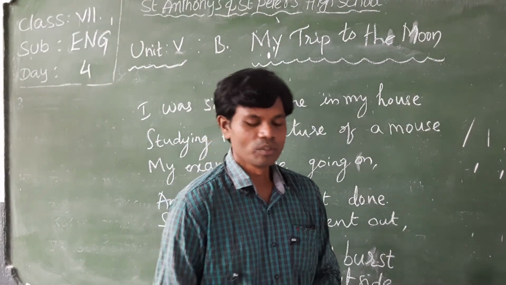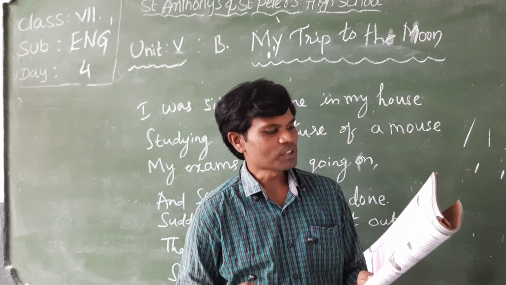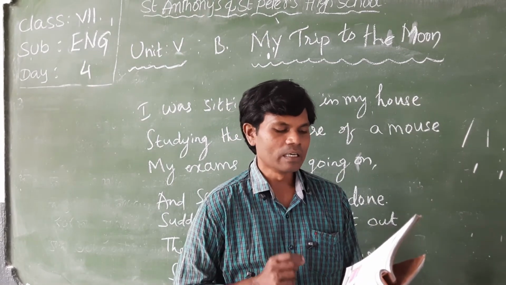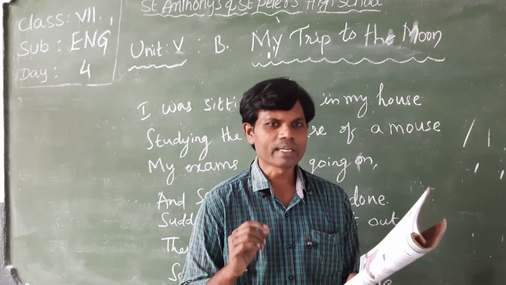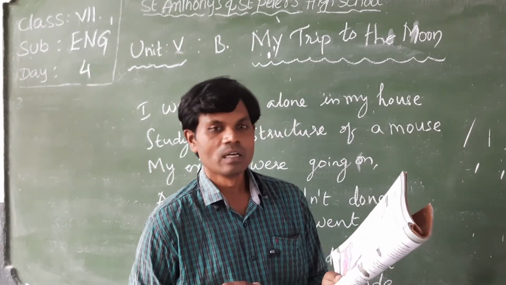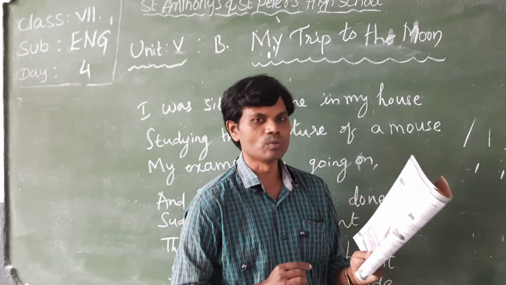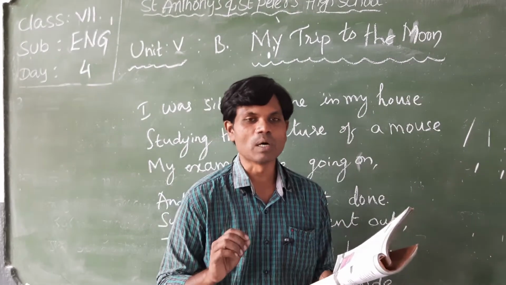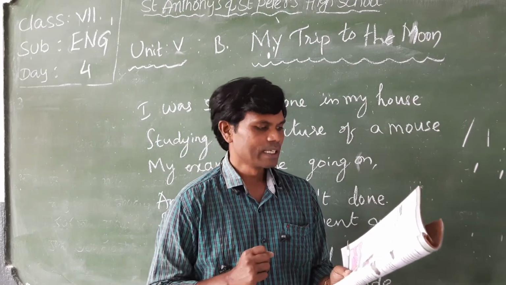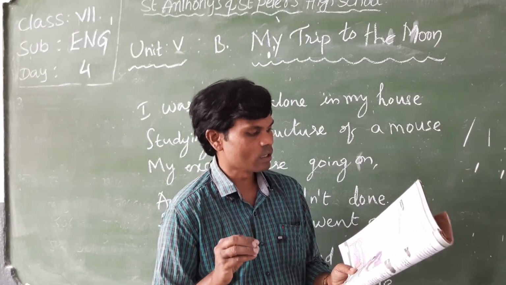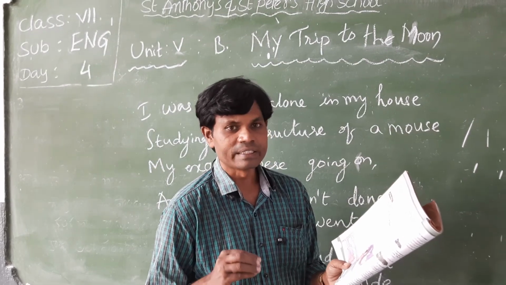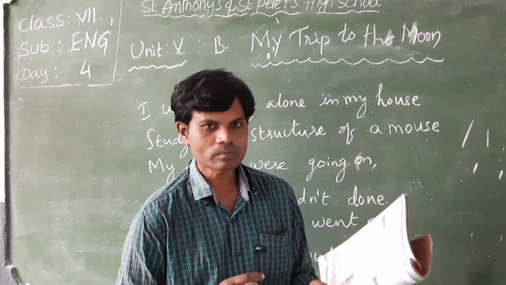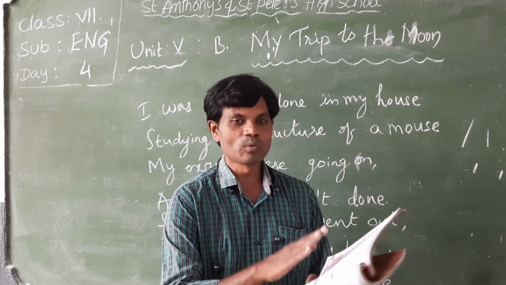See the first two lines. I was sitting alone in my house, studying the structure of a mouse. When I read these two sentences, what do you find at the end? You find rhyming words. The first one is house, the last word of the second line is mouse. House, mouse. These are rhyming words. Next two lines: my exams were going on and science I hadn't done. So on, done. These two are again rhyming words.